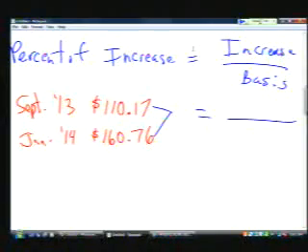So what increase did you get, Jonte? Give me 1 second. I'm putting it on my calculator. Just the actual dollar increase. We'll come back to you. Courtney. Now we'll come back to Jonte. What is the increase? What'd you get? Not percent, just the actual dollar increase from $110.17 to $160.76.